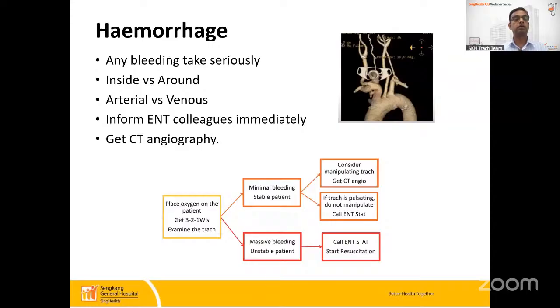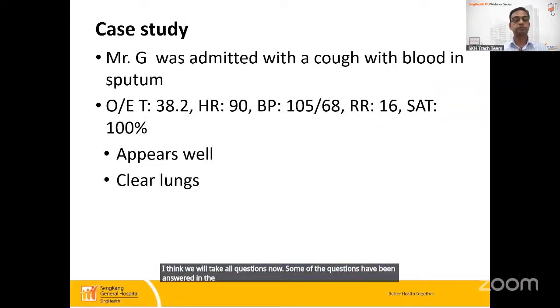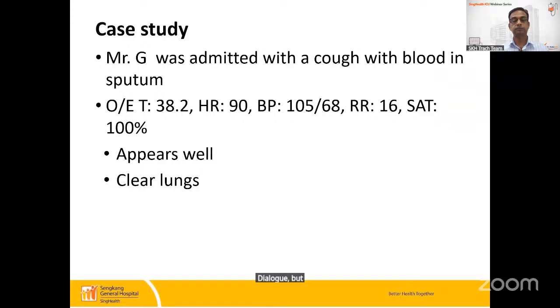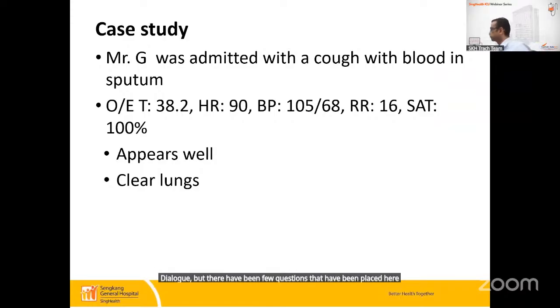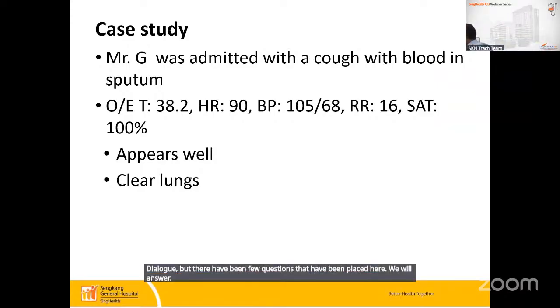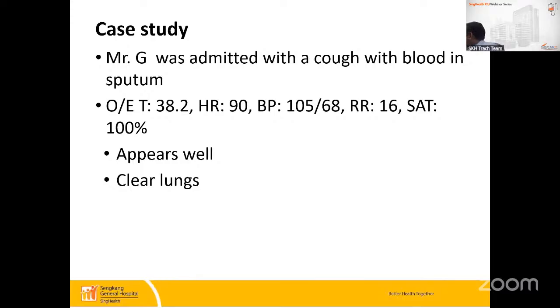I think we will take all questions now. Some of the questions have been answered in the Q&A dialogue, but there have been few questions that have been placed here. We will answer. So I think the popular question seems to be, get 3, 2, 1 Ws. What exactly does that mean?